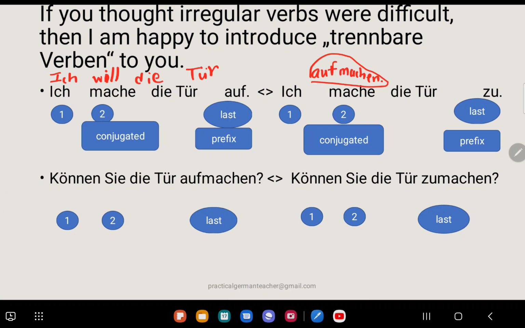So, ich will die Tür aufmachen, ich will die Tür zumachen. And how the syntax looks like in a yes or no kind of question. So again, how do you do it with a modal verb and a verb? The verb is in the infinitive form at the last position. At the first position you have the modal verb conjugated for the subject, and then you can have the object.